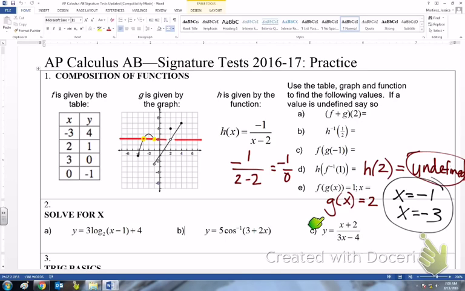And you can go back and check forwards. So if I plug in negative 1 or negative 3 into g, I get 2. And then if I look at 2 over here, that equals 1. So therefore, it is a true equation. All right, so that's how you can do the composition of function problems that you have in class.